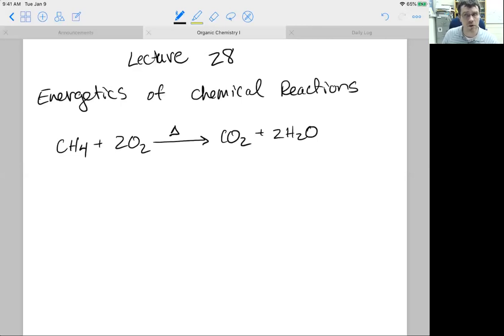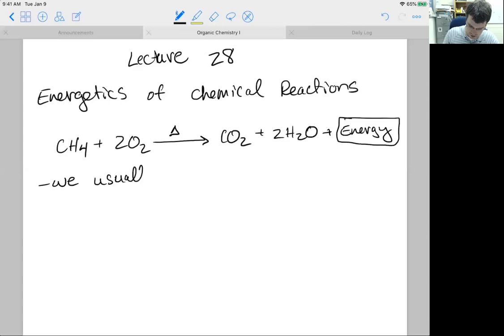However, there is one key component of this reaction that's missing. I know we're all well aware of it. This is why we do so much combustion, but it is energy. And so based on what we talked about last time, we can now speak a little bit more precisely about the type of energy that is being formed. And this is a really important observation to make, because we usually do combustion reactions for the energy they release.